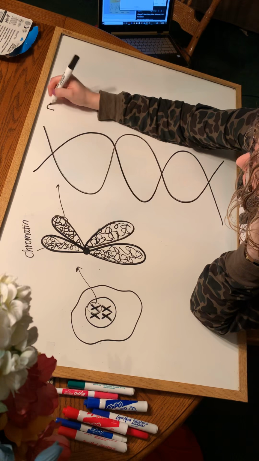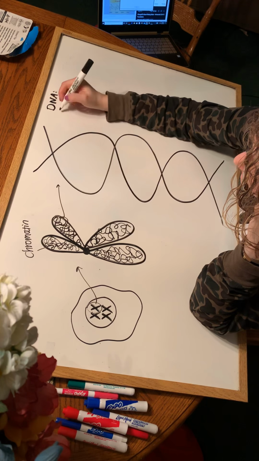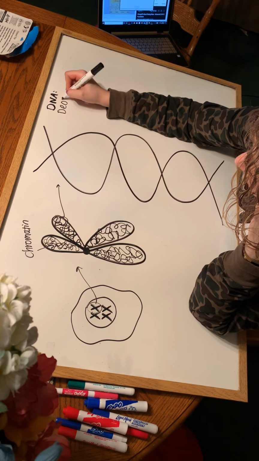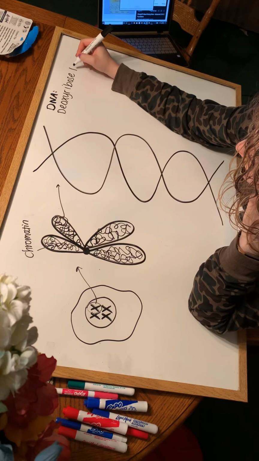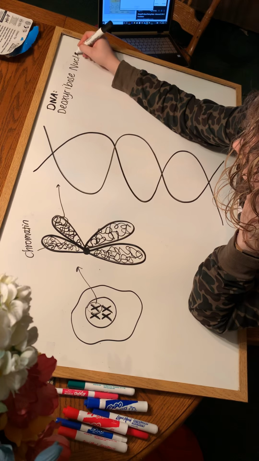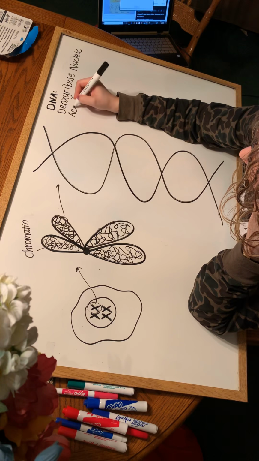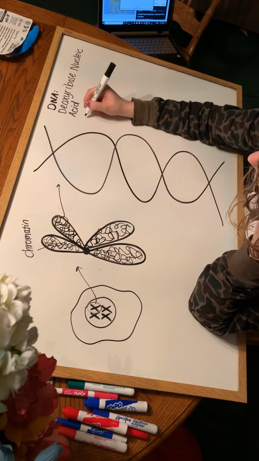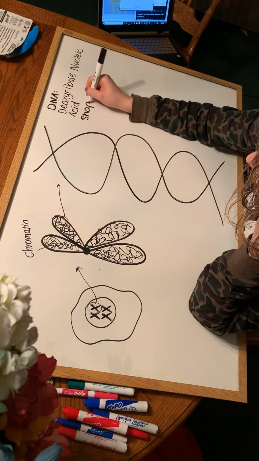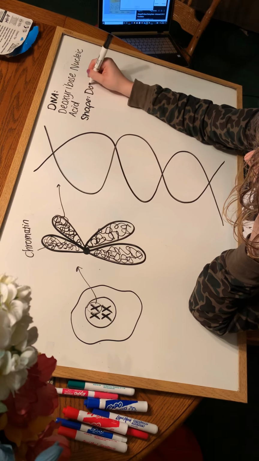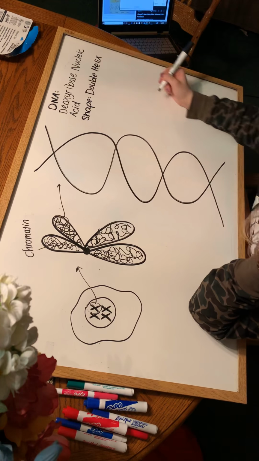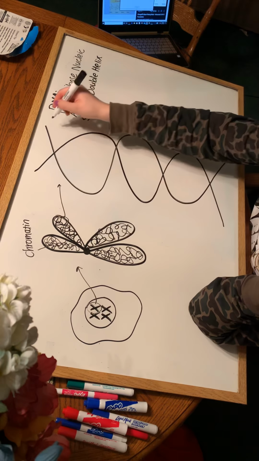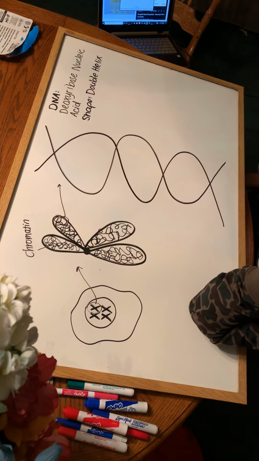DNA's full name is deoxyribose nucleic acid. Yep, I spelled that right. And we call this shape the double helix. Okay? A helix means spiral, so there are two spirals.